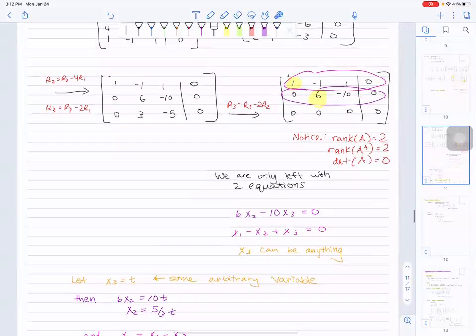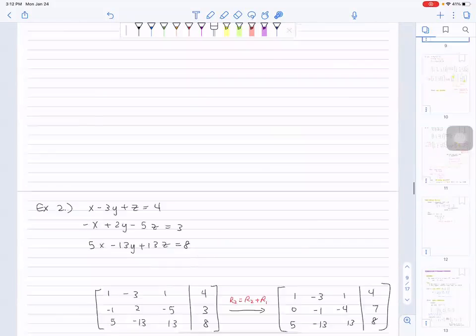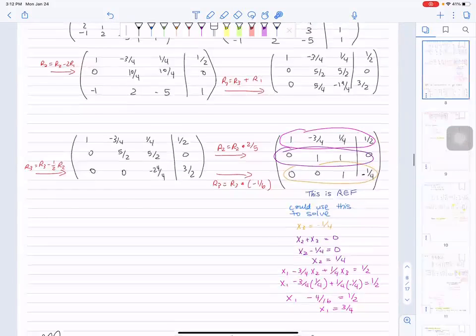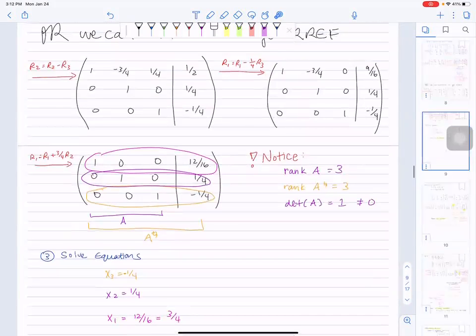Well, notice that there's 3 columns, but we said the rank of A was 2, rank of A augmented is 2. In the first example we did, here, I guess, we had 3 leading ones, and 3 was the number of columns we have.